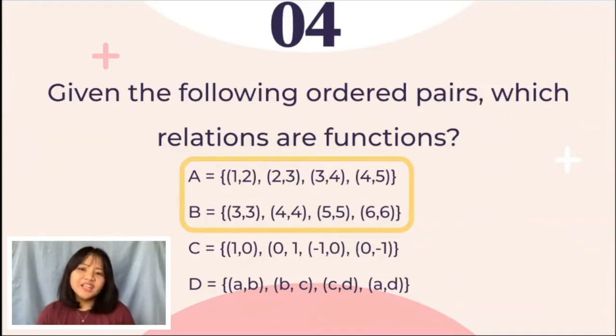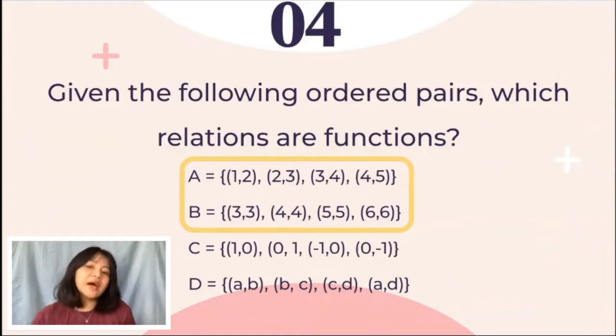Okay? The relations A and B are functions because each element in the domain corresponds to a unique element in the range. Meanwhile, relations C and D are not functions because they contain ordered pairs with the same domain. O sa letter C, meron kang 0, 1, tapos 0, negative 1. Isa yung domain mo, which is 0. And then it corresponds to dalawa sa range mo, 1 and negative 1. So pag ganun yung given mo, it's not anymore a function, pero it's a relation na lang.